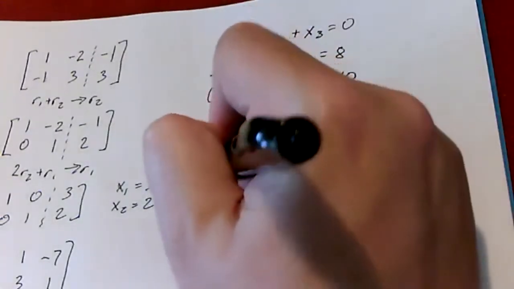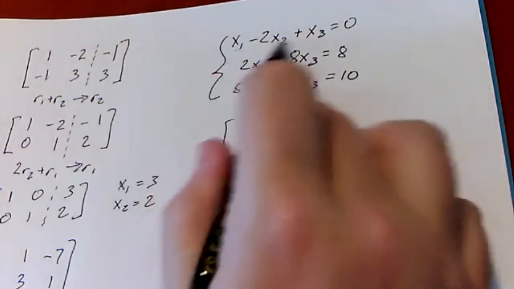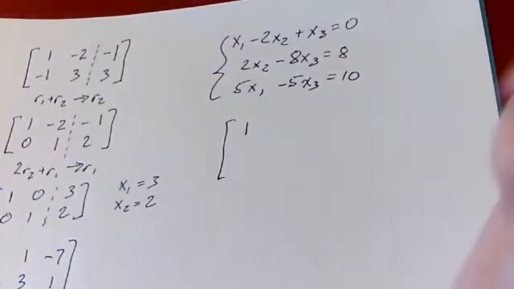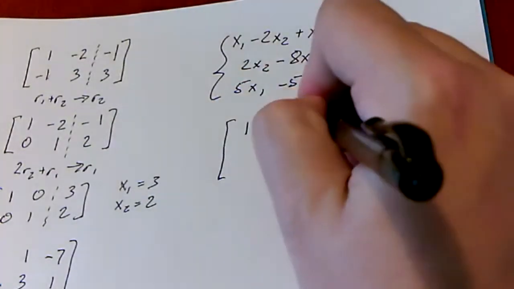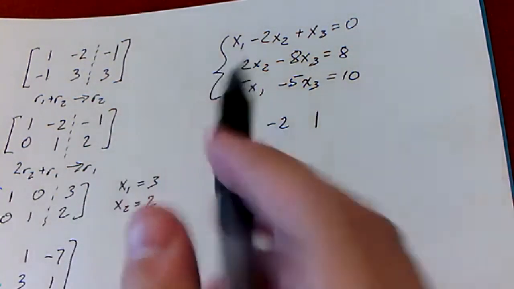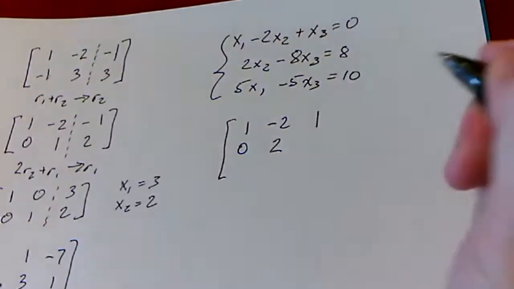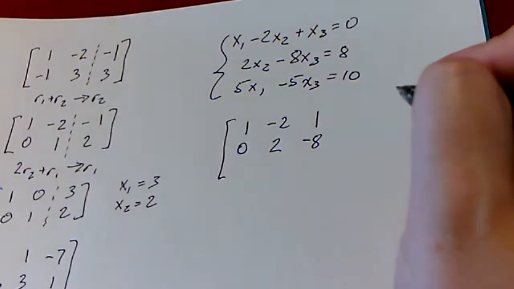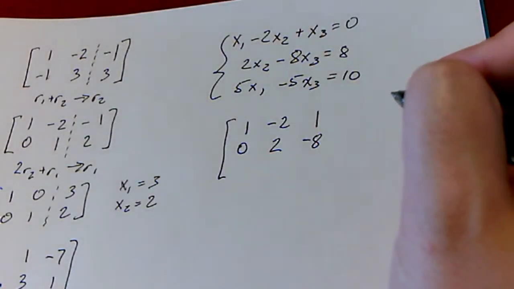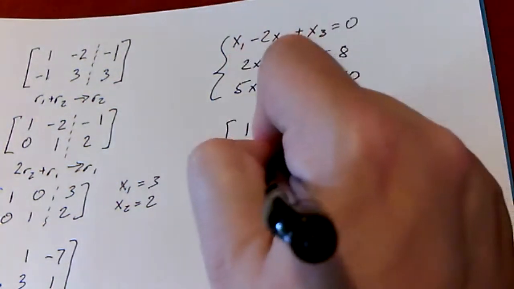Okay, so I want to write a matrix for this. First equation, I have x1, x2, x3. So I've got 1x1, negative 2x2, I'm sorry, and 1x3. Second row here, notice that x1 is missing. So you've got to make sure you put the 0 here for x1 because there's nothing for it. 2x2 minus 8x3. Then the third equation, now I've got 5x1. Notice I have no x2s, so 0 and then negative 5x3.